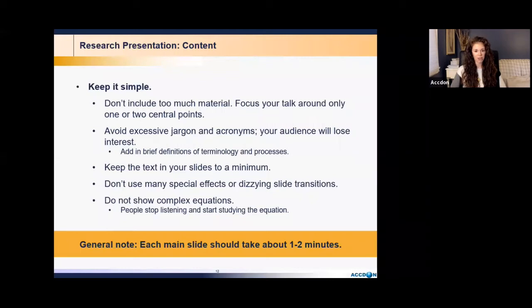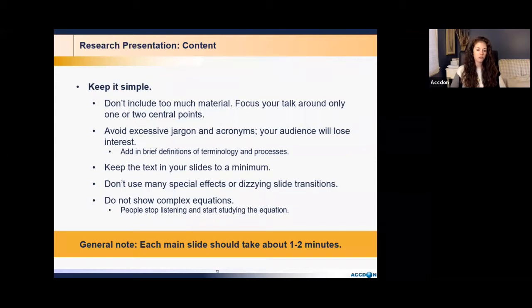And if you are in a heavily mathematical discipline, unless you're talking to other members within your specific field that are going to be very interested in these equations that you've been working on, I recommend not showing complex equations on slides. Many people won't understand them if it's general, or alternatively, people will stop listening to what you're actually saying and they'll just start studying the equation that's on the slide.